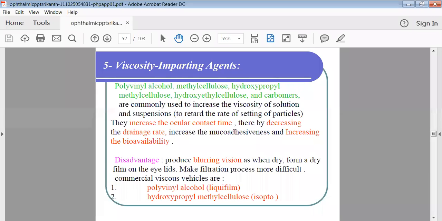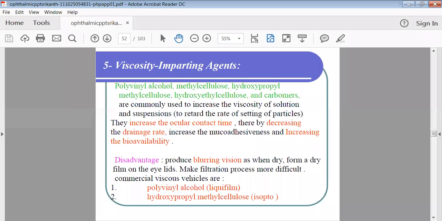So again, I would like to repeat it. When we are using viscous solutions or eye drops, they have more contact time with your eyes. They have the ability to decrease the lacrimal secretion flow, and they increase the bioavailability of your drug. So this is the advantage of viscous eye drops.